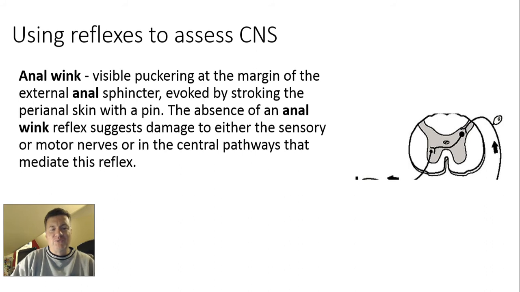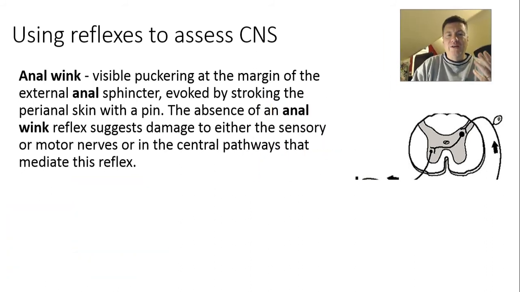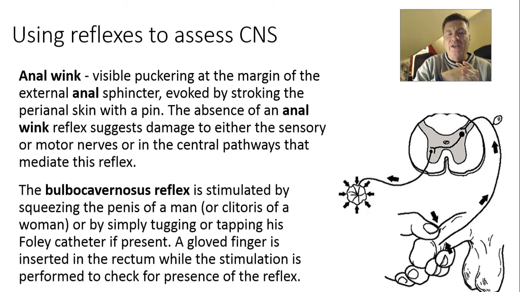So what were some of the reflexes we were looking at to assess this guy? Okay, anal wink. You get a visible puckering at the margin of the external anal sphincter by stroking the perianal skin with a pin. So the absence of a wink suggests that there's damage to the sensorimotor neurons, so you're not getting any signal. The other one shown here is the bulbocavernosus reflex. If you were to squeeze the penis or stimulate the clitoris of a woman, or tug the catheter with a finger in the anus, for a positive reflex you can feel the anus contract. So again, these are reflexes that can be measured because they give us some estimate of spinal cord injury.